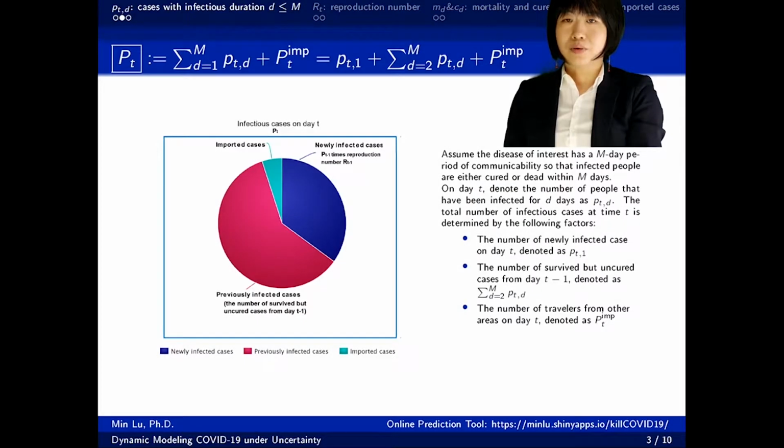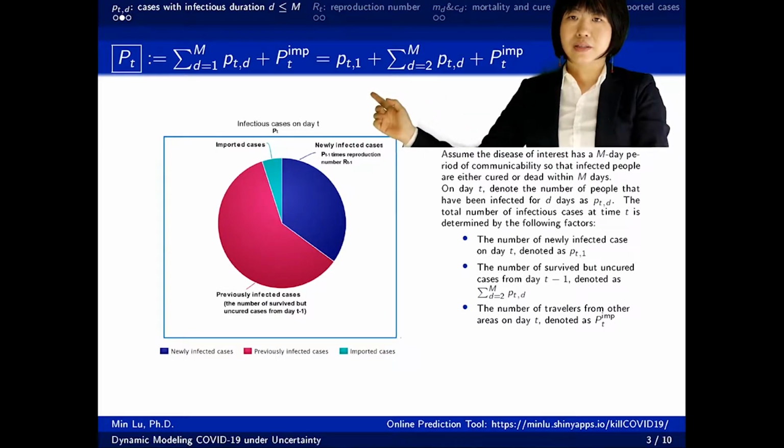Three parts compose the infectious cases across town. Here I use subscript D to denote infectious duration. The first part is newly infected cases, which is here. The second part is previously infected cases, which is here. And the last part is imported cases, which is here. The number of infected travelers from other areas.